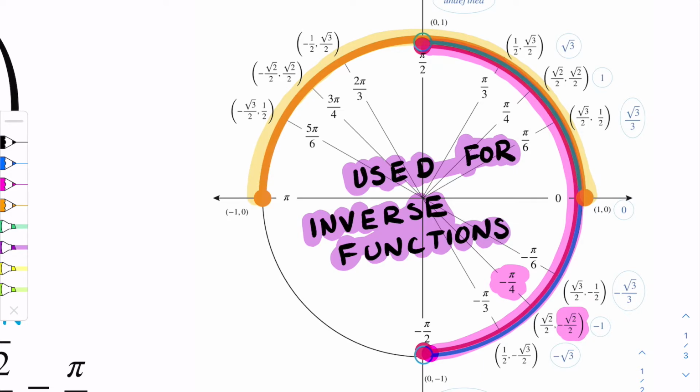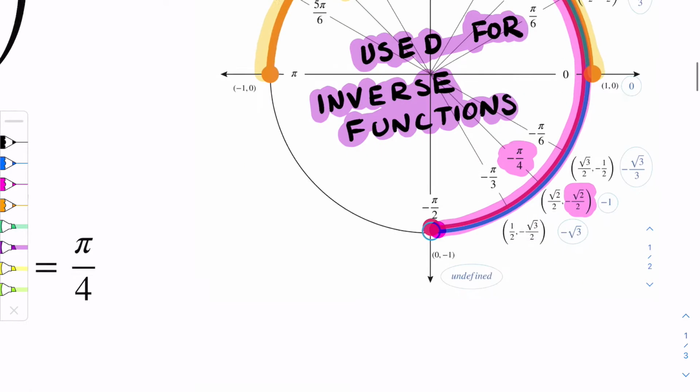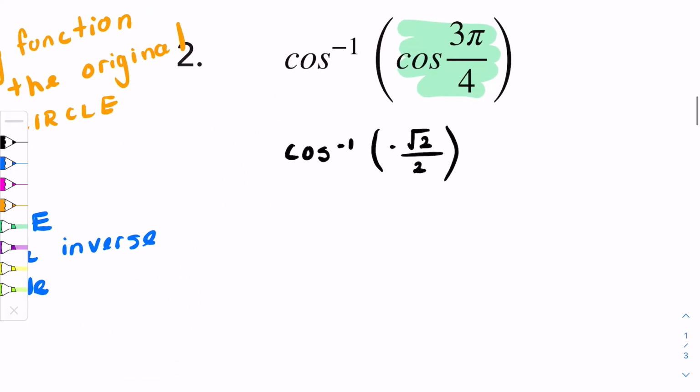Anywhere on this orange curve is where we can find our answer. So I'm looking for when the cosine value is negative square root of 2 over 2, and that happens right there, corresponding with 3 pi over 4. So my final answer is 3 pi over 4.